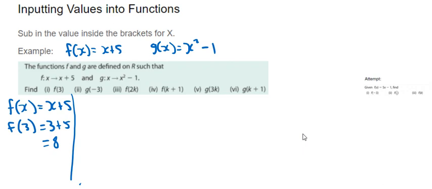The second one then, g of minus 3. Well, I know that g of x equals x squared minus 1. Therefore, g of minus 3 will be minus 3 squared minus 1. So minus 3 squared, minus multiplied by minus is positive. So that minus 3 squared will be 9. Double check on the calculator if you want. 9 minus 1 is 8. So that will be 8 as well, actually.